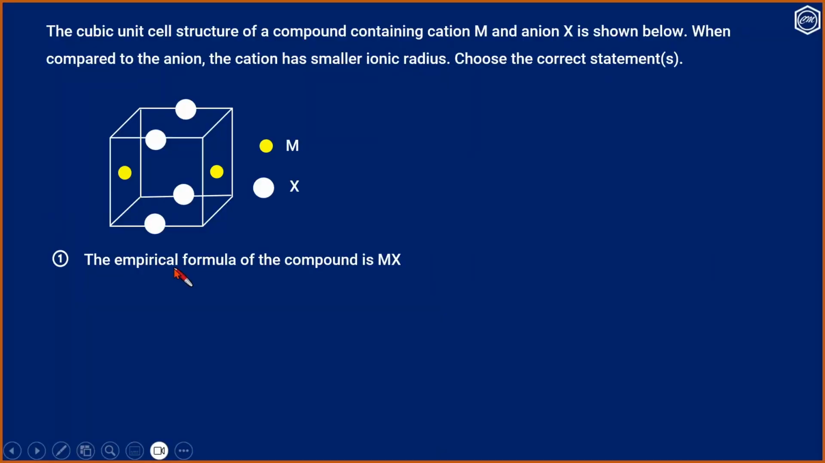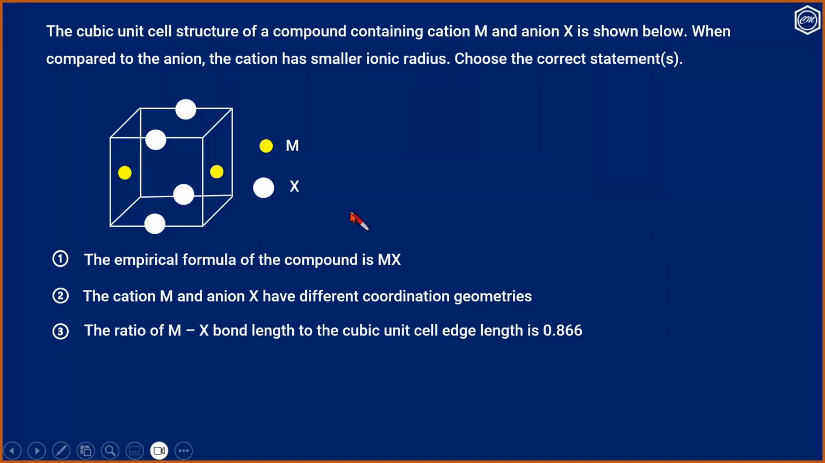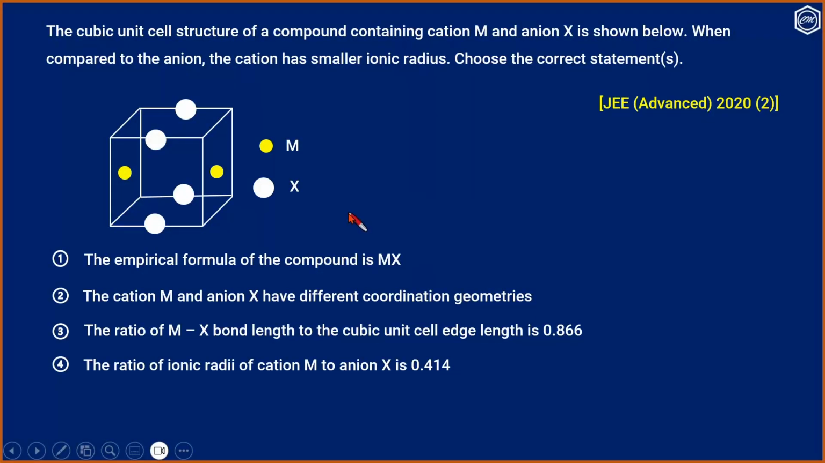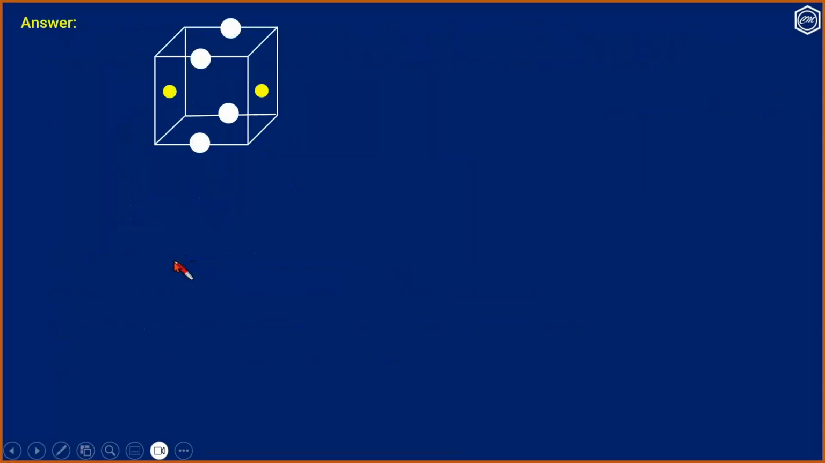Option 1. Empirical formula of the compound is MX. Option 2. The cation M and X have different coordination geometries. Option 3. The ratio of MX bond length to the cubic unit cell edge length is 0.866. Option 4. The ratio of ionic radii of cation M to anion X is 0.414. So we have to consider the options one by one. And first let us take option 1, that is the empirical formula of the compound is MX.